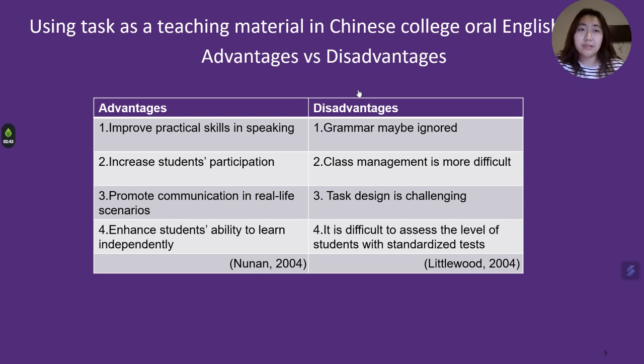However, on the other hand, the method also has some drawbacks that cannot be ignored. Firstly, placing too much emphasis on tasks may lead students to pay little attention to grammar, which may result in less accurate oral expressions. Secondly, abundant student interaction may make classroom management more difficult, especially in the context of large class size. Thirdly, it's challenging for teachers to design excellent tasks.